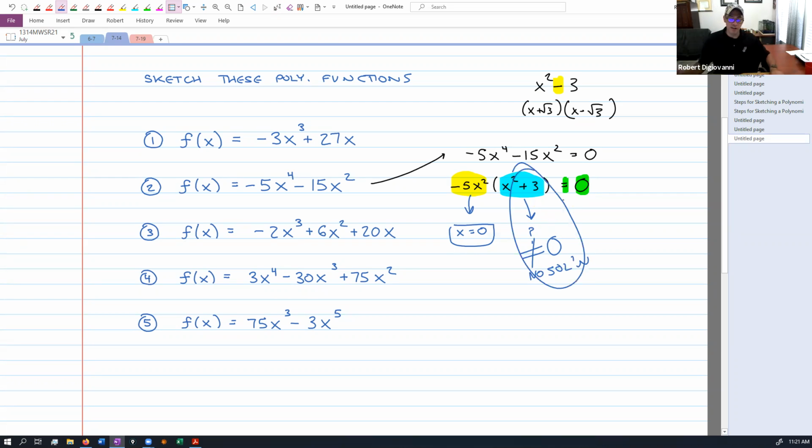Which means that, when you go to graph it, you only have one x-intercept. This one right here. You only have one. You'll still have whatever left and right hand behavior you have, okay? You'll have one x-intercept at 0. Now the crossing and bouncing you still have to figure out, but that can just be determined by the squared here.